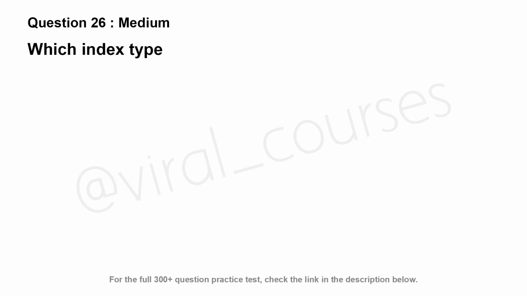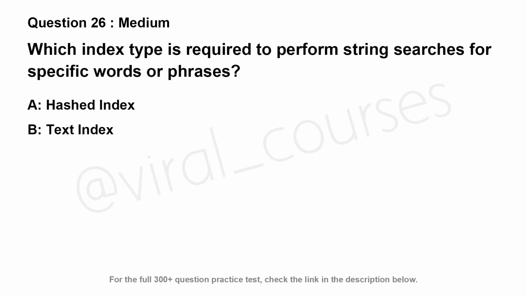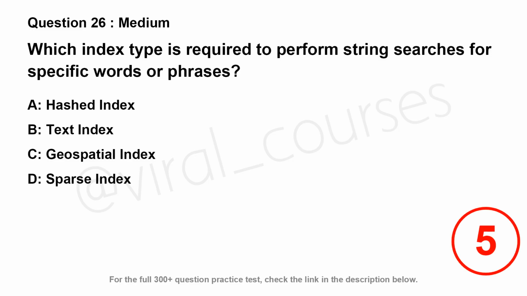Which index type is required to perform string searches for specific words or phrases? Option A. Hashed index. Option B. Text index. Option C. Geospatial index. Option D. Sparse index.